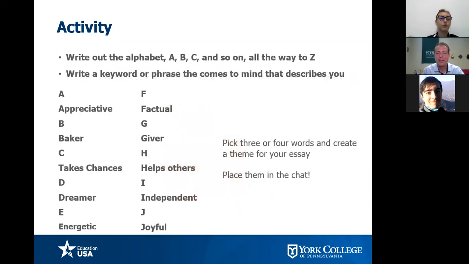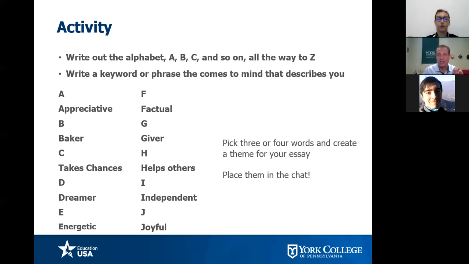All right. The next one is we're going to write out an alphabet, A, B, C, and so on, all the way to Z. You don't have to go all the way to Z right now, but I gave an example here. You're going to write a keyword or phrase that comes to mind that describes you. So A for appreciative, B for baker, C takes chances, D dreamer, E energetic, so forth. Whichever ones you want to use. These are the ones that I wrote.